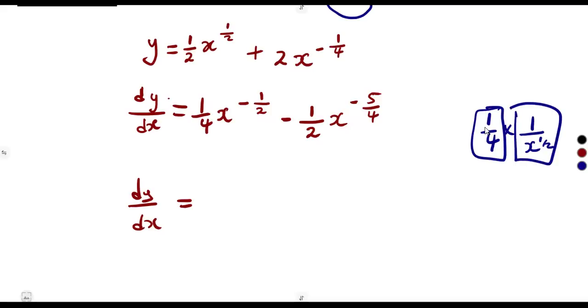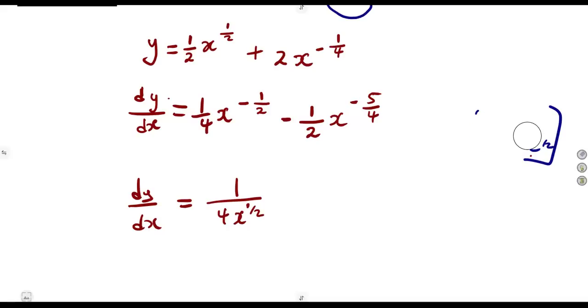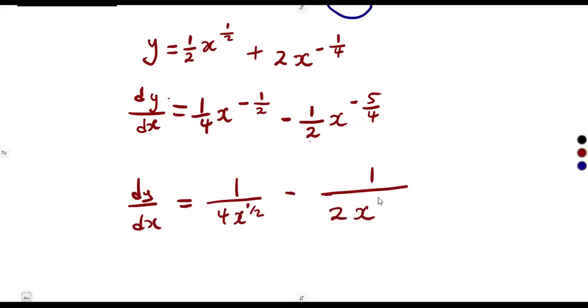So what are we going to have? 1 times 1, that will be 1 over 4 times this, that will be 4x to the exponent of a half. We've removed the negative on what? On x. That is the same case with this one. The 2 is already in the denominator, so it's already affected. So it's 1 over 2x to the exponent of 5 over 4. Removing what? The negative exponent.